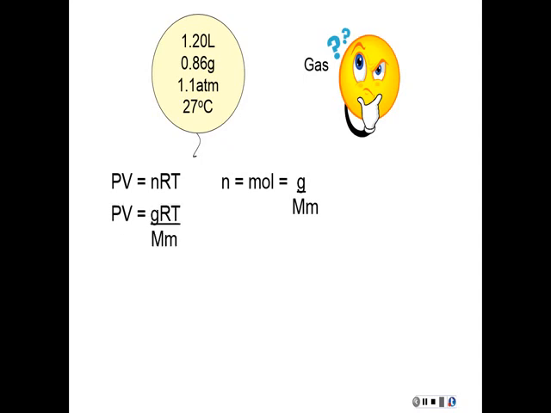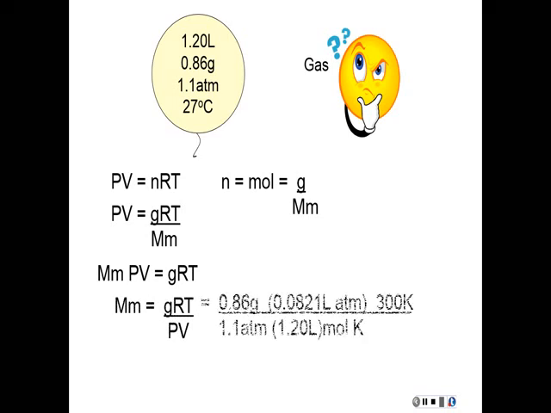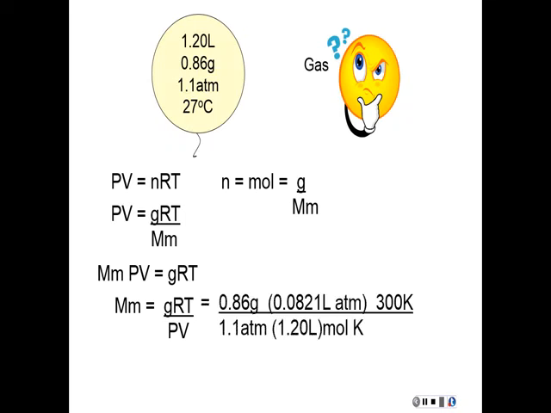Now my point is to get MM by itself in the numerator. So to do that, I have to multiply by molar mass. So it appears up on the left, it will have disappeared from the bottom on the right. And then I'm going to have to divide by PV to get molar mass by itself. This is what I have then. Now I can just plug in my data and let's see what we get. So, canceling. Atmospheres would cancel.